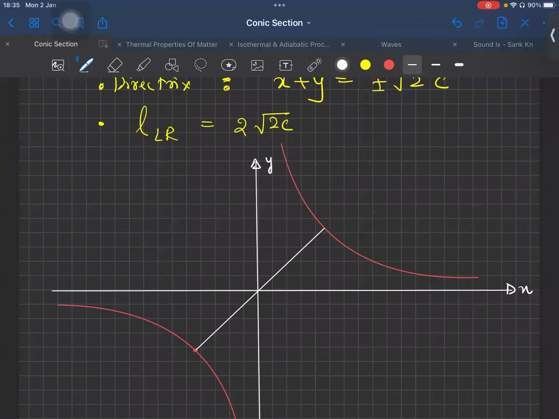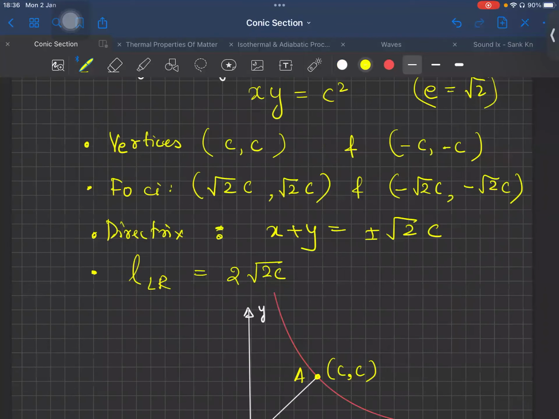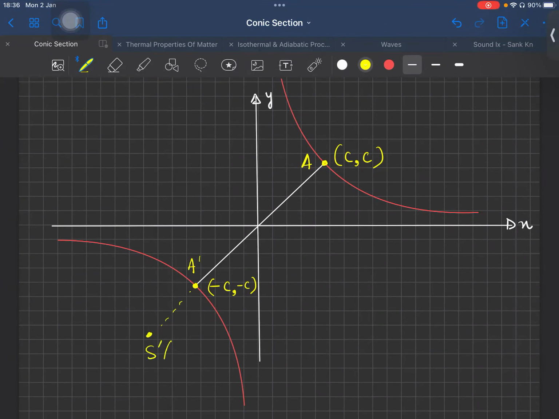Now this point is (c, c). This point is (minus c, minus c), because it is in the third quadrant, isn't it? So this is your rectangular hyperbola. This is your vertex, let's say A dash. That's your vertex A. Focus S will be somewhere around here. So let's say this is S dash, which is (minus square root of 2 c, minus square root of 2 c), and if you extend it here, this S is (square root of 2 c, square root of 2 c). All right.